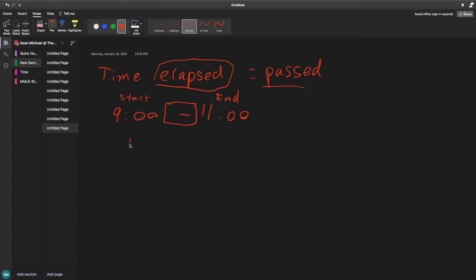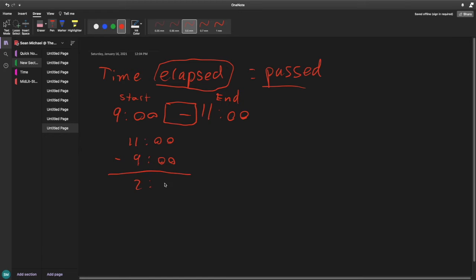So all we do is we go 11. You have to make sure you put the end time on top, because otherwise you'll get negative numbers and it won't be correct. And you get here 11 minus 9. And what will we be left with? Well, we'll be left with 2 hours, right? So 2 hours passed. So if this was a TV show, it was 2 hours long, right? So that's that.